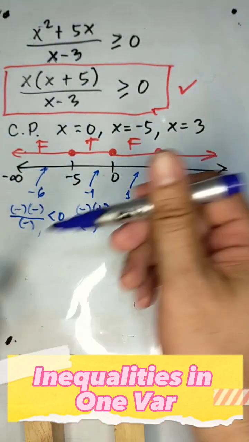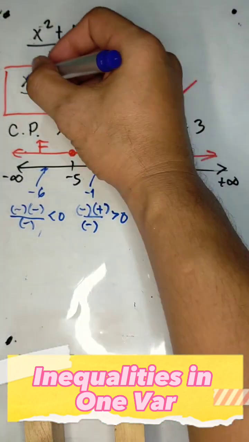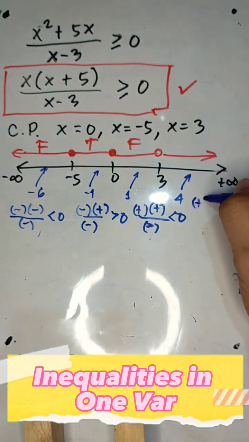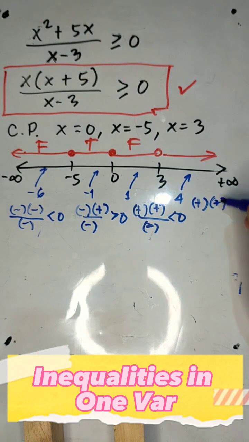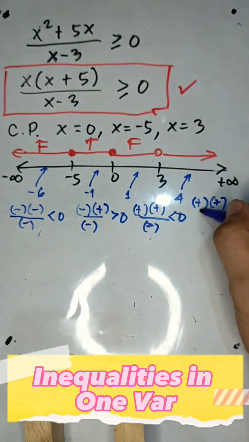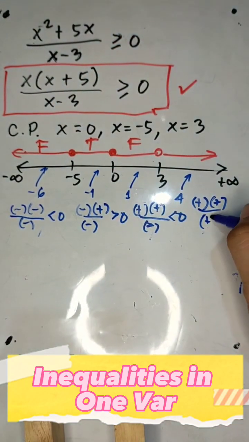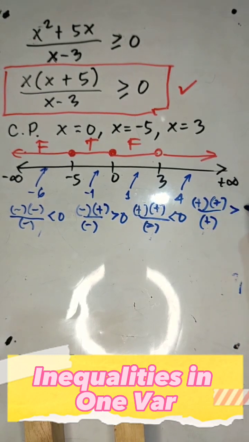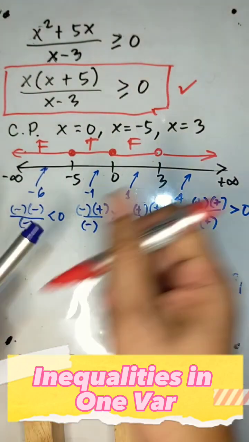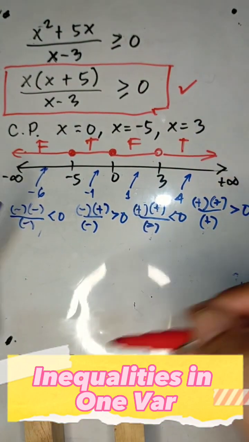Let's go to the last interval. If x is 4, the first factor is positive. 4 plus 5 is positive. 4 minus 3 is positive. So positive times positive is positive, divided by positive is positive. So this interval is true.